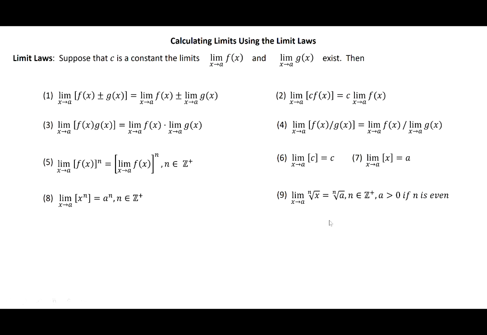Limit as x approaches a of the nth root of x. Once again, you can plug in a for x and you get the nth root of a. That's the answer. Of course, provided n is a positive integer.